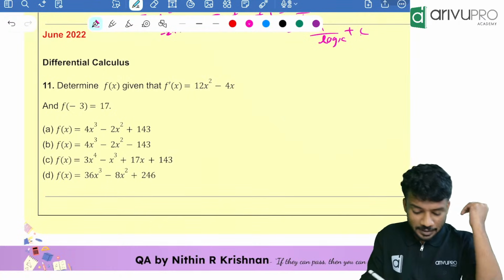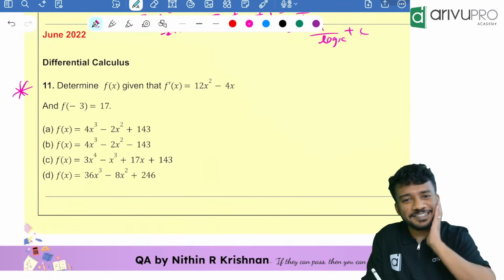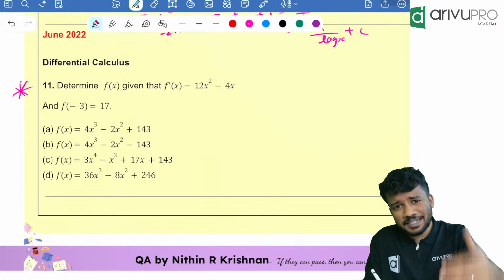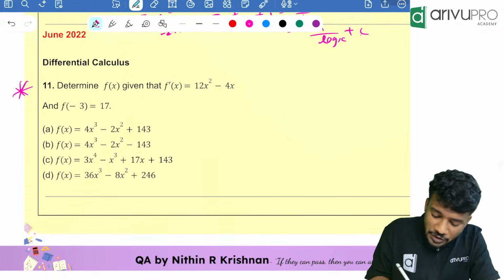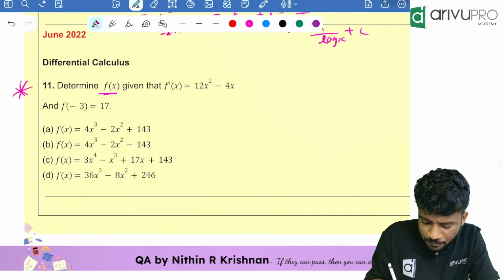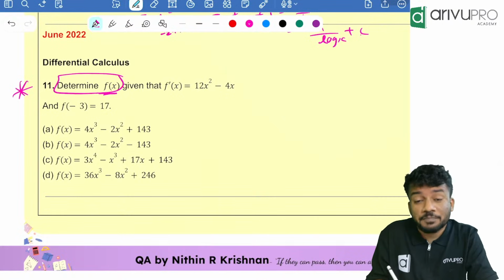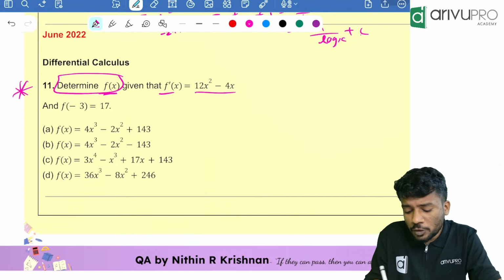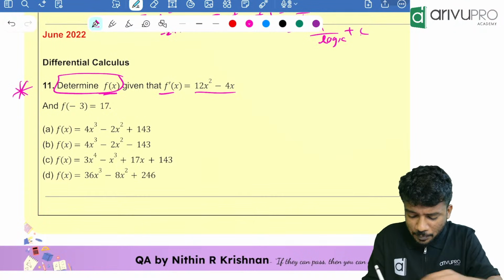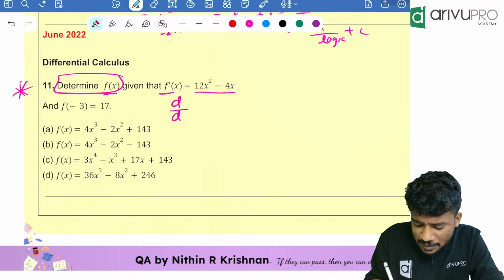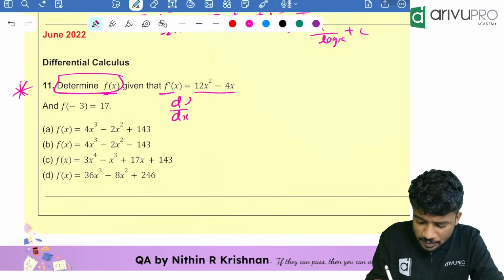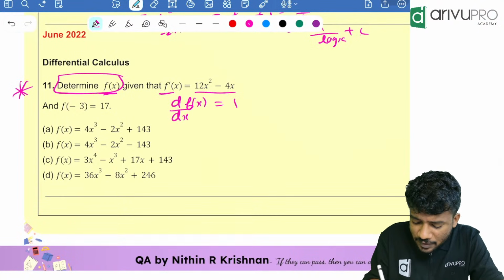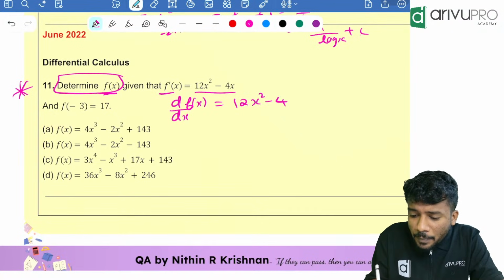June 2022. Next question, it is a repeated question. Okay, very interesting question. I'm telling you, you will get a repeated question from this chapter. So, f of x is given by; determine f of x. So, we need to find f of x, given that f dash of x is equal to 12x square minus 4x. Here f dash x means what? That d by dx of f of x is given as what? That 12x square minus 4x.